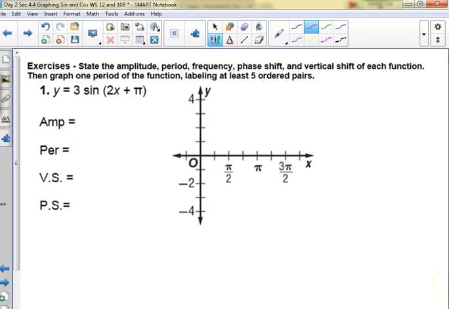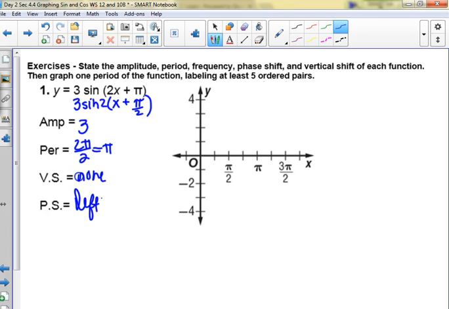Problem. Okay, let's try this one. What are we going to factor out? When we take out a 2, we're dividing it out, so what is this shift going to become? Pi over 2. Oh, they gave us graph paper. I hate when they give us graph paper. All right, the amplitude is 3. The period is 2 pi over 2, which is pi. The vertical shift is none, and the phase shift is left pi over 2? Yes?